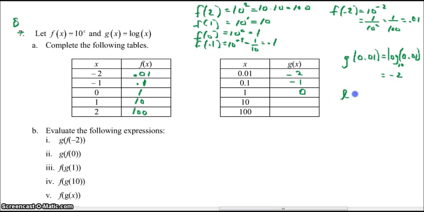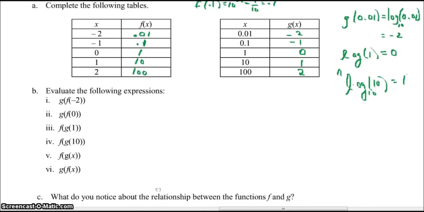I should probably look at this one for a second. Log of 1. Log of 1 is always 0 because 10 to the 0 equals 1. Log of 10, certainly 1 because 10 to the first equals 10. And this one is 2 because 10 squared is 100.